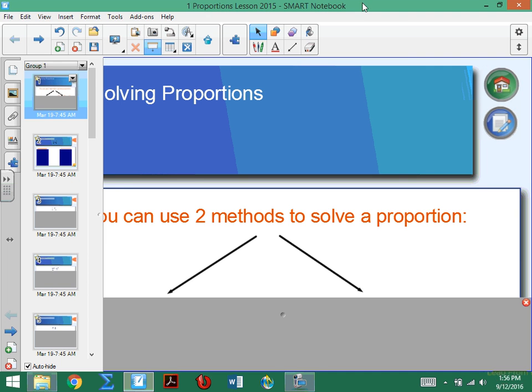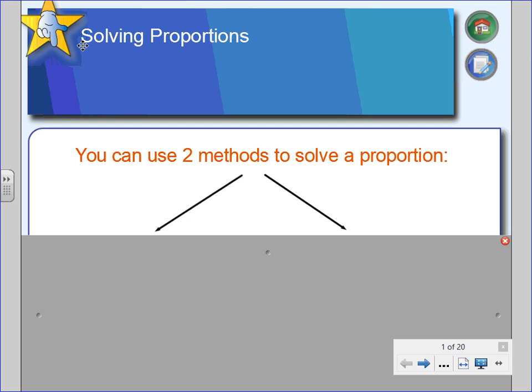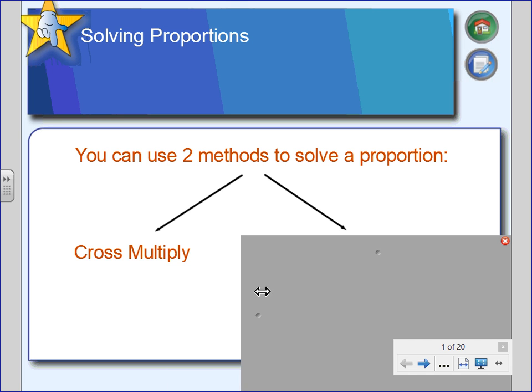Okay, today we're going to look at solving proportions. So hopefully some of these examples we'll see today will be review, but we're going to add on to them as well. So when we're solving proportions, you definitely already know one method. The most common method for solving proportions is to cross multiply.